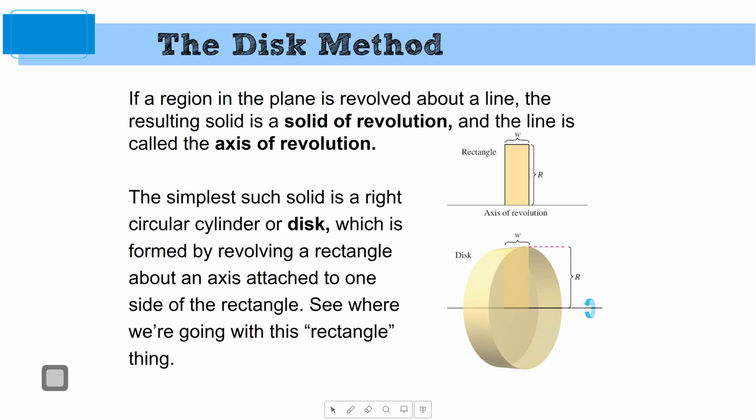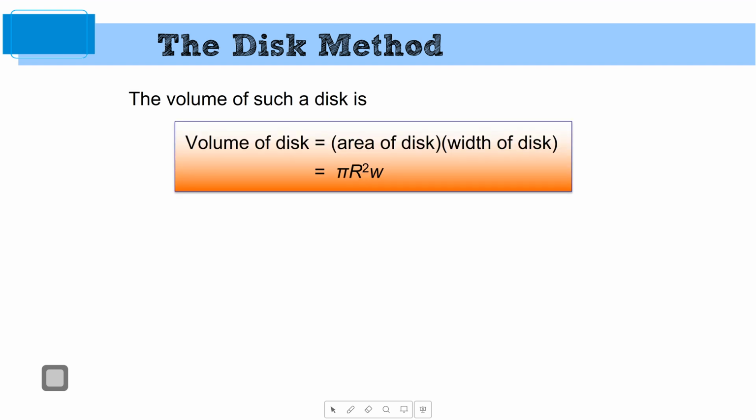And there's some terminology in there. We've already talked about axis of revolution. This is going to create a solid of revolution. It's a solid created by revolving things. And we get that nice, neat little formula. That's the formula we've already done. We just changed the variables a little bit. Pi r squared times h becomes pi r squared times w.